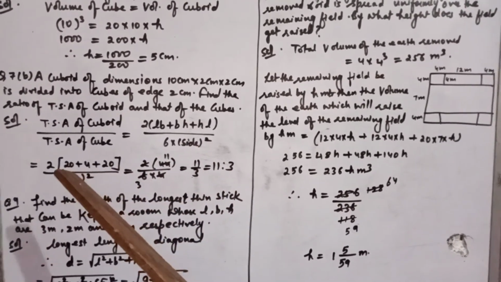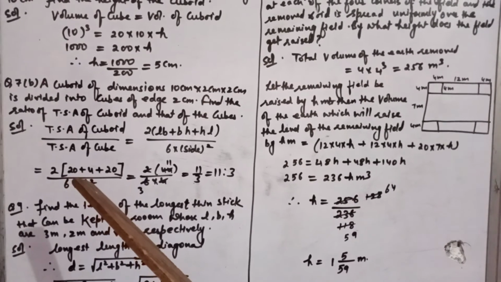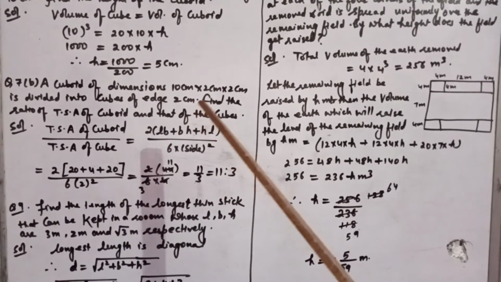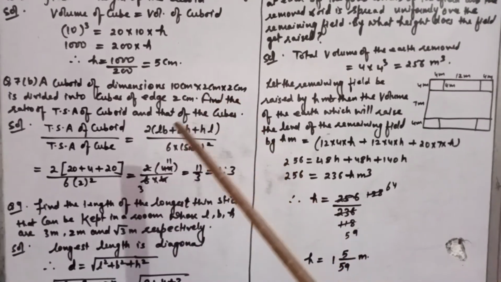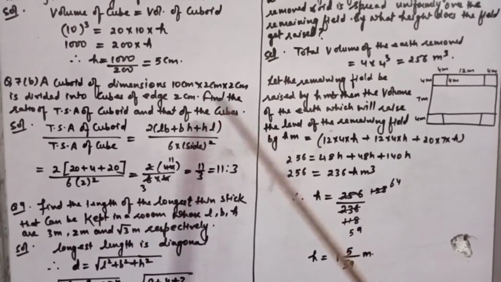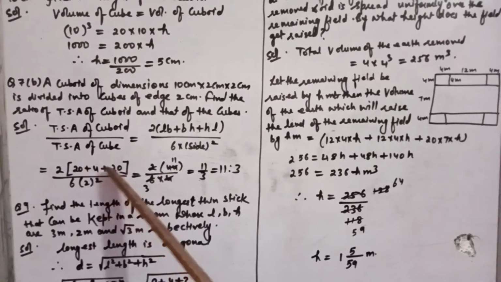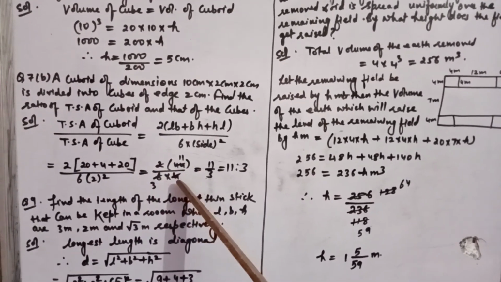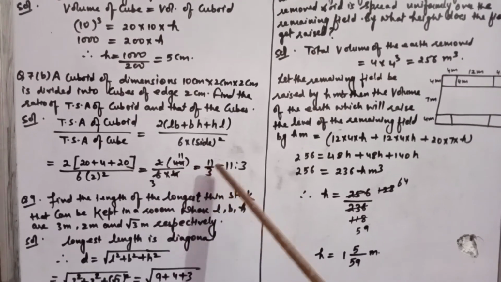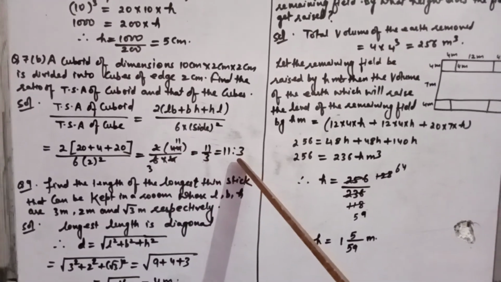We put the values. 2 into length into breadth is 10 into 2 is 20, then 2 into 2 is 4, then 2 into 10 is 20 centimeters. So 20 plus 4 plus 20 is 44. 2 into 44 upon 6 into 2 square is 4. We do the calculation. We are getting 11 upon 3, which is 11 ratio 3.